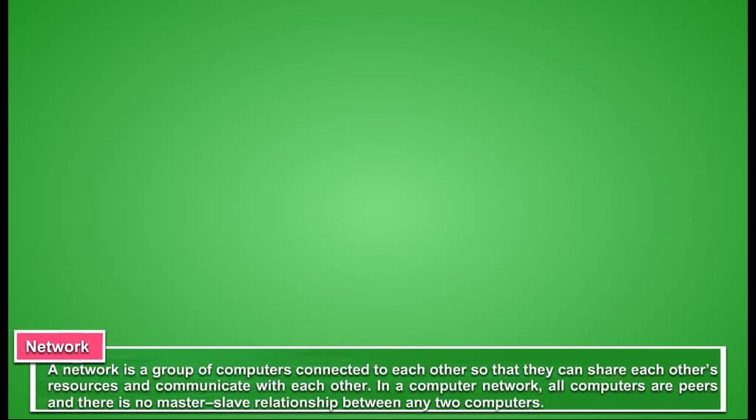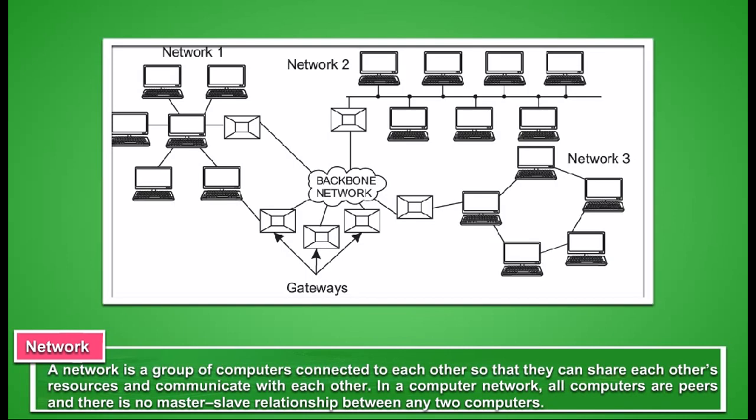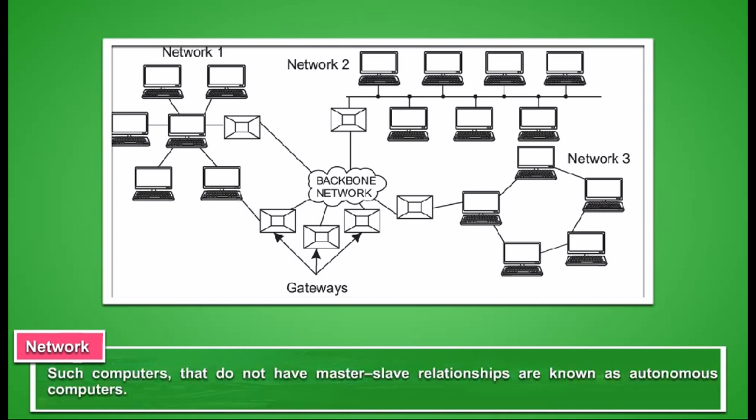Network. A network is a group of computers connected to each other so that they can share each other's resources and communicate with each other. In a computer network, all computers are peers and there is no master-slave relationship between any two computers. Such computers that do not have master-slave relationships are known as autonomous computers.